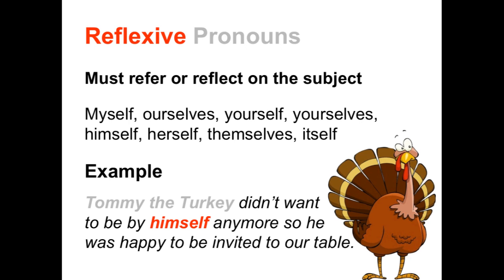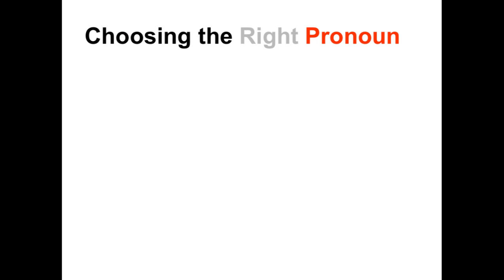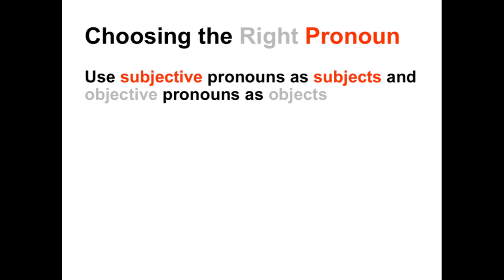Myself can only be used after I or me or the speaker's name when it's referring back to the subject of the sentence. Choosing the right pronouns can be a little tricky. The key is to use subjective pronouns as subjects and objective pronouns as objects. Most people can do this when there's just one subject in the sentence, but when there's more than one, it can get a little tricky.